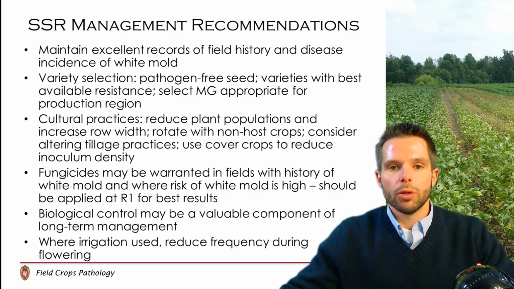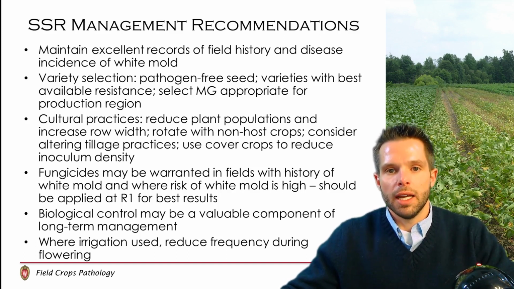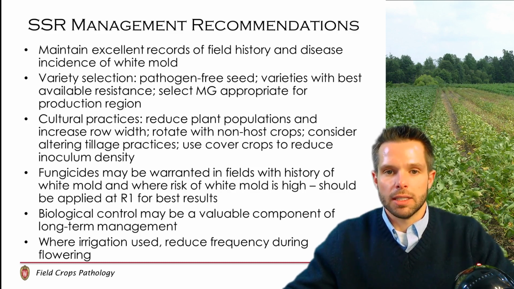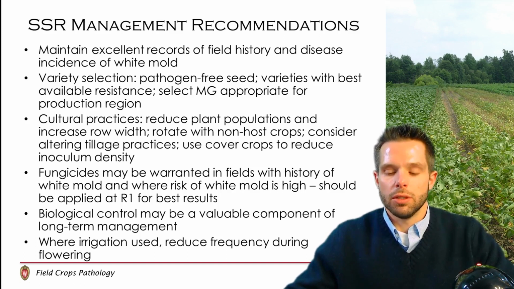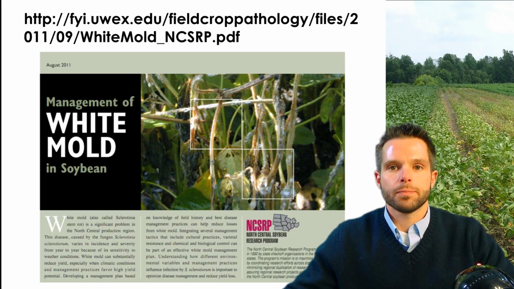After the R4 growth stage, applications of fungicide in our research trials have shown that it is not useful for controlling that disease. So your window, again, is between the R1 and R3 growth stage. Again, biological control can be useful. And then in fields where irrigation is being used, you're going to want to manage that irrigation and reduce the frequency, especially during the flowering period, because that also is very conducive for the disease.